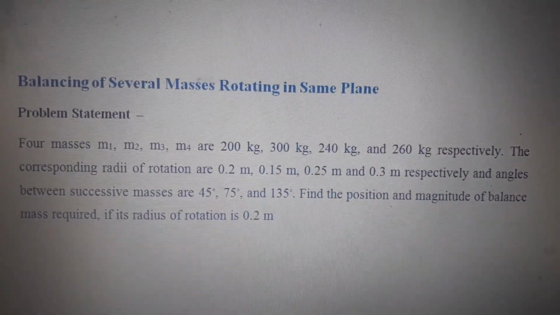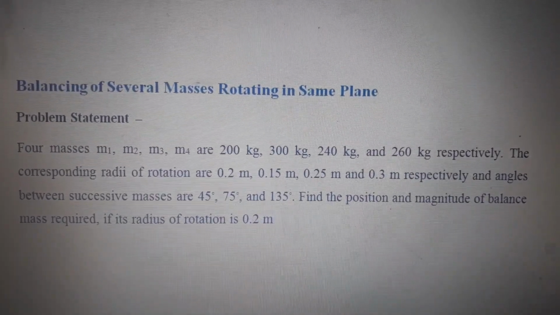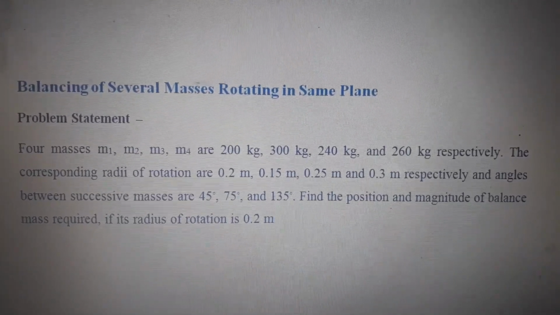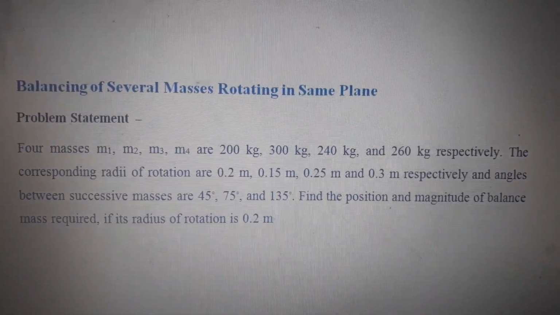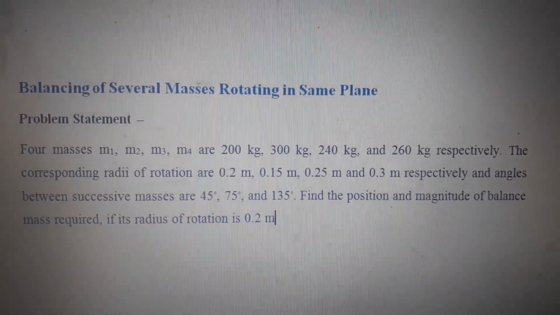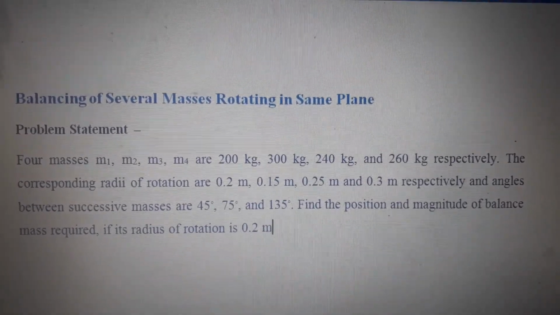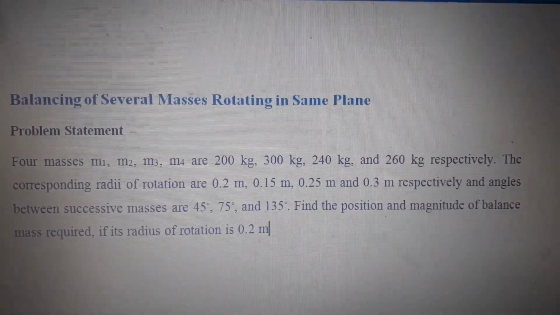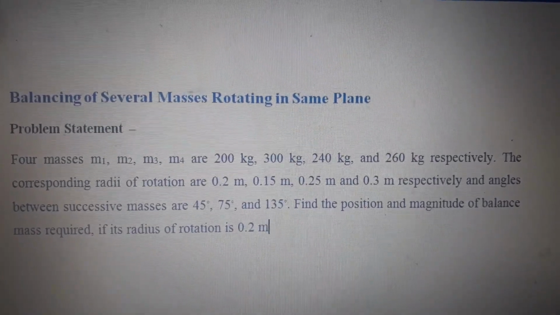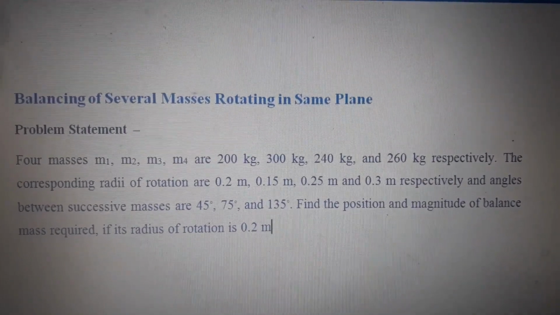The corresponding radii of rotation are 0.2 meter, 0.15 meter, 0.25 meter and 0.3 meter respectively, and the angles between successive masses are 45 degree, 75 degree and 135 degree. Find the position and magnitude of the balance mass required if its radius of rotation is 0.2 meter.